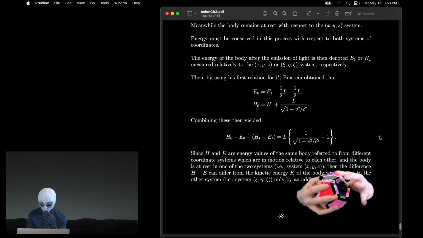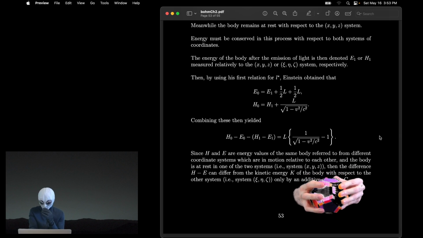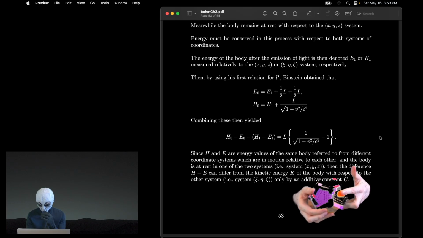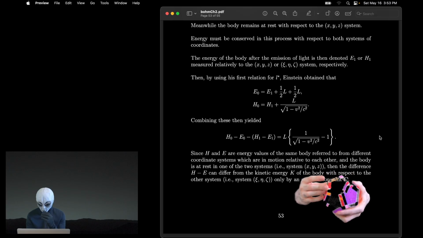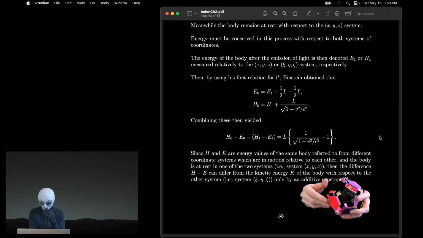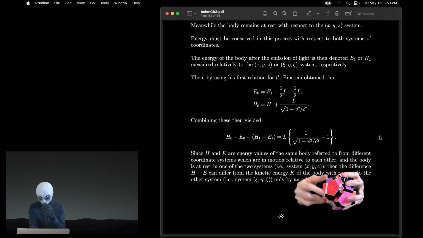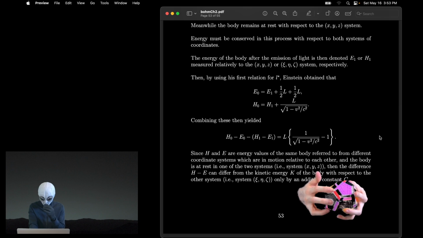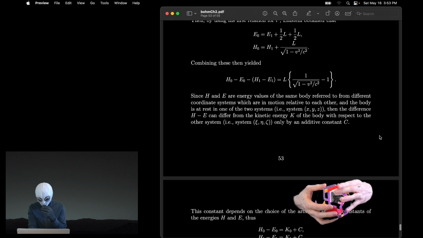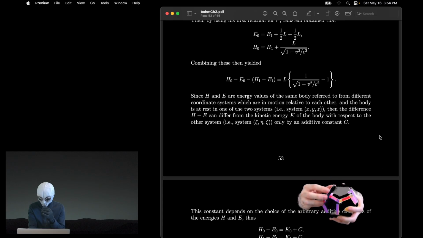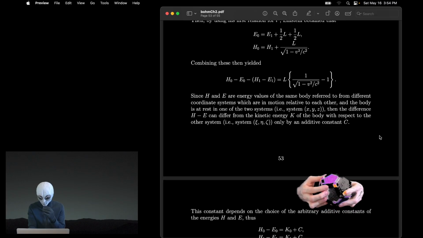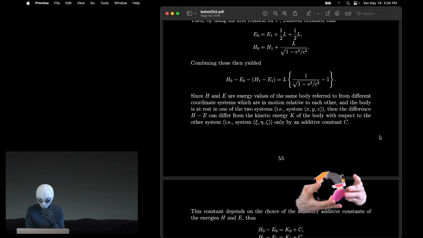The energy of the body after the emission of light is then denoted capital E sub 1 or capital H sub 1, measured relatively to the xyz or xi, eta, zeta system, respectively. Then, by using his first relation for lowercase l star, Einstein obtained that capital E naught equals capital E sub 1 plus 1/2 times capital L plus 1/2 times capital L, and capital H naught is equal to capital H sub 1 plus a fraction with the numerator of capital L all over a denominator of the square root of 1 minus lowercase v squared over lowercase c squared. Combining these then yielded capital H naught minus capital E naught minus the quantity capital H sub 1 minus capital E sub 1 closed quantity equals capital L times the quantity fraction numerator 1 over a denominator of the square root of 1 minus lowercase v squared over lowercase c squared closed quantity, then outside the fraction minus 1 closed quantity.